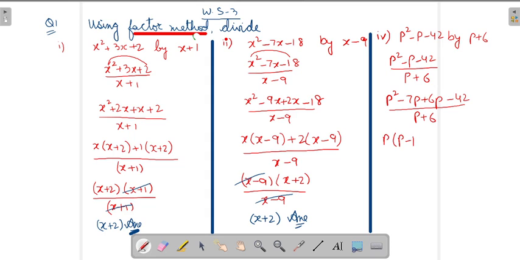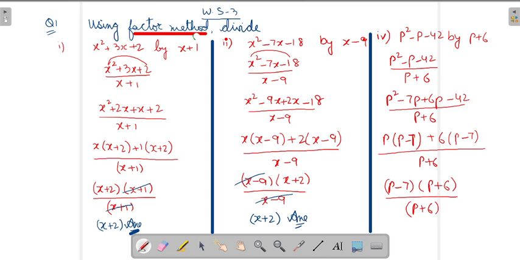Take common, so p minus 7. From here 6 is common, p minus 7, and in the denominator it is p plus 6. Now from these two, p minus 7 is common, so take it out, and the left term which will remain behind is p plus 6, and in the denominator also it is p plus 6. So again these two are same, so cancel it. So the remaining part is p minus 7. So you have to remember, if in the question it is written that by using factor method you have to divide the polynomial, then you will use this method, means by taking the factorization concept.